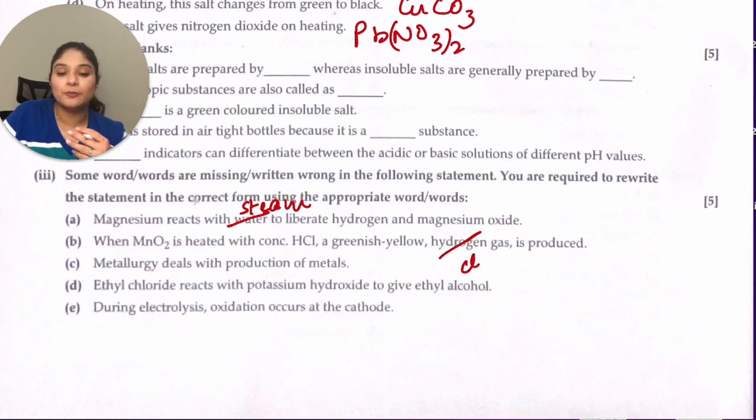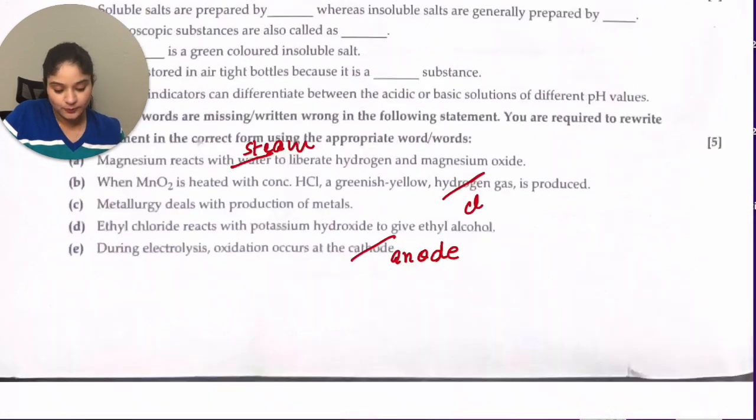Metallurgy deals with production of metals. No, metallurgy deals with production and extraction of metals. Ethyl chloride reacts with potassium hydroxide to give ethyl alcohol. So ethyl chloride reacts with aqueous potassium hydroxide to give ethyl alcohol. Now the last is, during electrolysis, oxidation occurs at the cathode. No, oxidation occurs at the anode. Let's move to the next part.